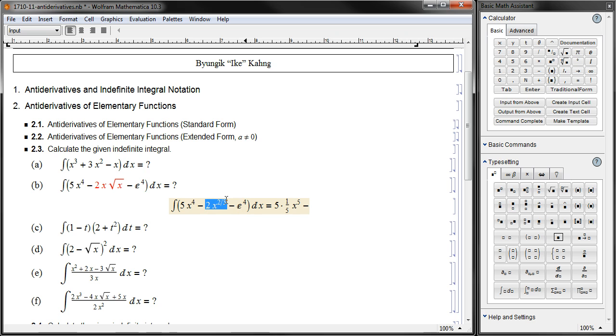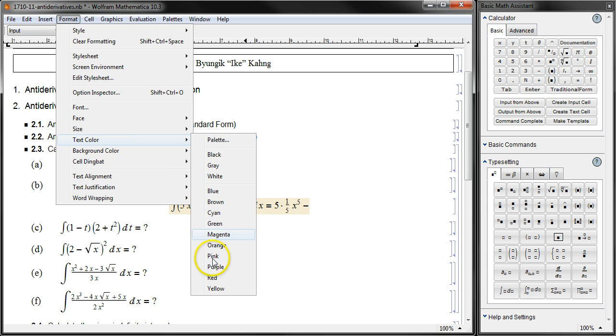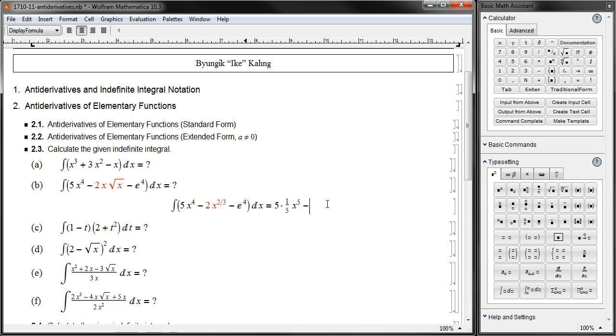Let me emphasize this in a different color. So if you take the antiderivative of this, 2 was the coefficient, which was there before, and then raise the power by 1. So add 1 to the power, 5/3. And then you have to divide. Dividing by a fraction is the same as multiplying by the reciprocal.